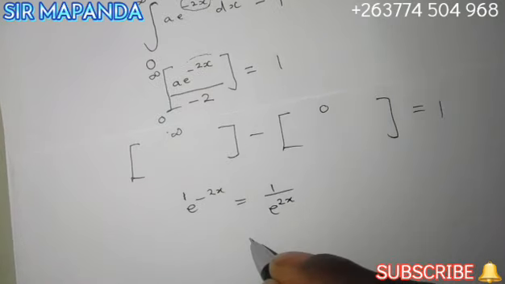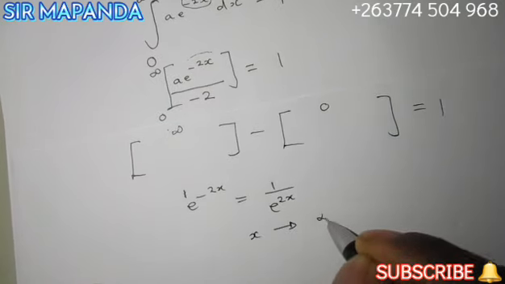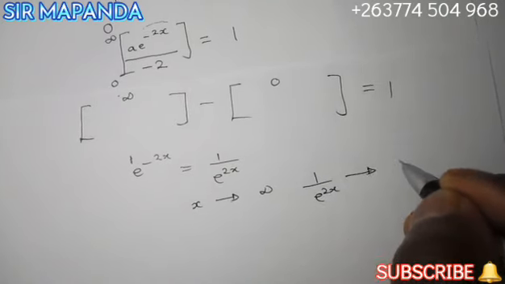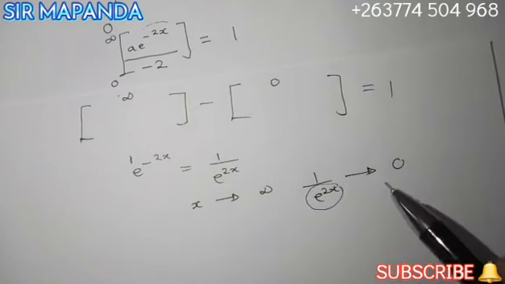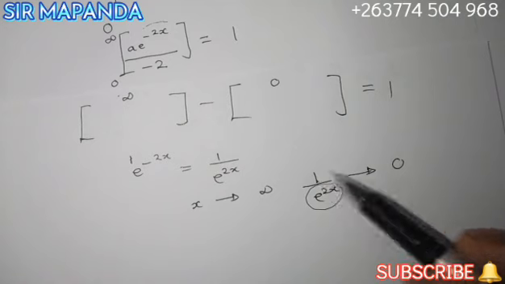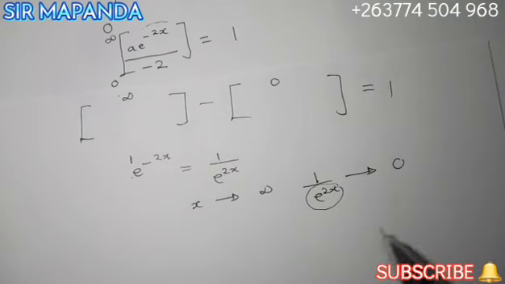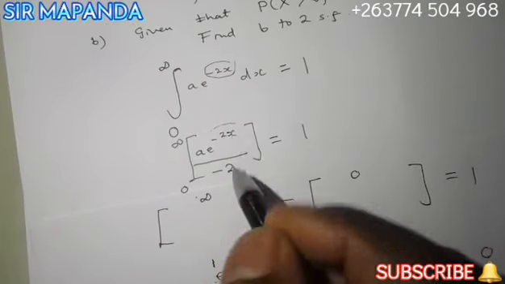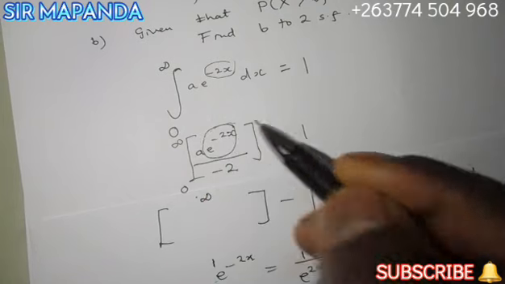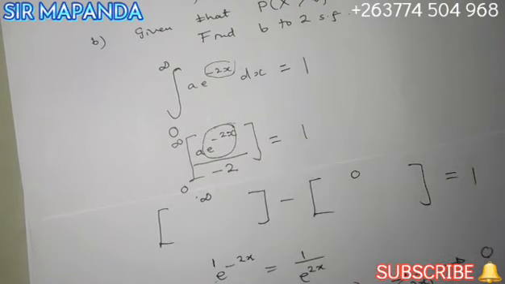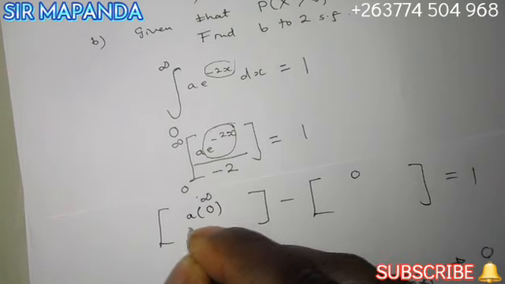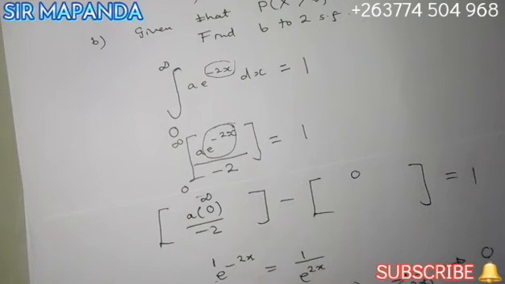Right, so as x approaches infinity, this entire fraction tends to approach 0, in the sense that the denominator becomes too large whilst 1 remains the same. So this e to the power of minus 2x tends to approach 0. So if I put infinity on x, it simply means that e to the power of minus 2x tends to approach 0, and everything in that bracket becomes 0. I hope you are following. So you now have 0 divided by minus 2, which is as good as 0.